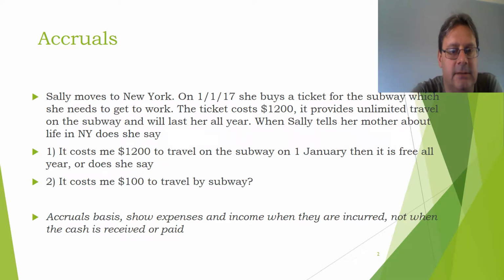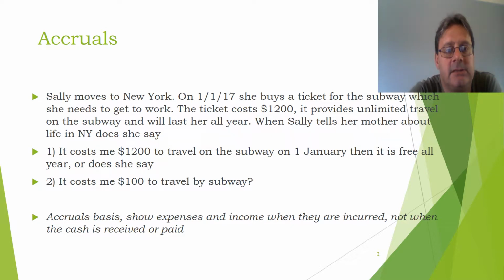So it tells you that Sally moves from wherever she moves from to the city. When she gets to the city, she discovers that she has to use the metro. It's the metro in Moscow, the underground in London, the subway in New York. She has to use a train to get to work every day. So she goes to buy a season ticket, and the season ticket costs $1,200. Once she pays $1,200, she can use that ticket any time of the year, any day, any night, for unlimited travel on the underground metro subway that she's traveling on.